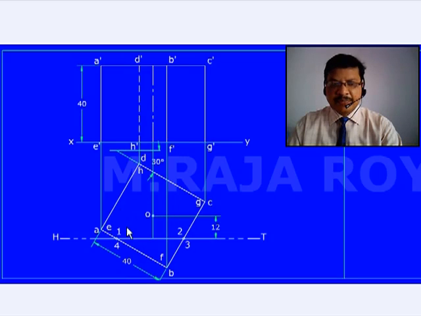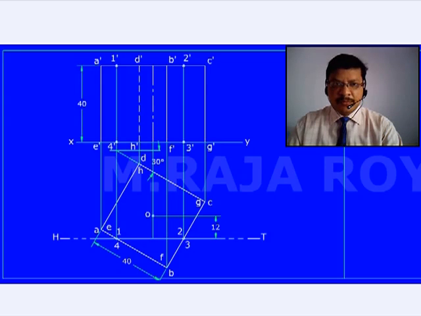Now I have to project these cutting points to the front view. Now I am projecting these cutting points to the front view. Now observe, this cutting point 1 is on AB, so automatically I will get 1 dash in between A dash and B dash. This cutting point 2 is on BC, so automatically I will get 2 dash in between B dash and C dash. 3 is with respect to FG, so automatically 3 dash I will get in between F dash and G dash. 4 is with respect to EF, so automatically 4 dash I will get in between E dash and F dash.